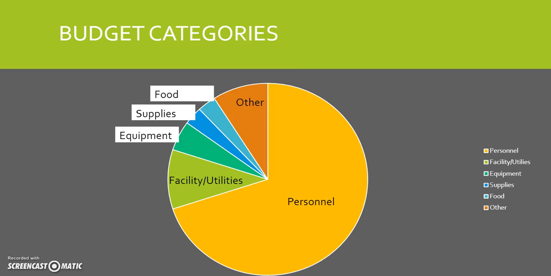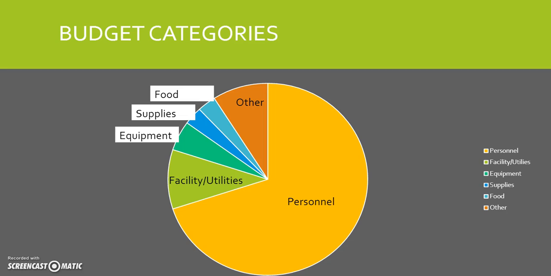There are a number of categories when we talk about budgets. The first one is personnel. So as you can see, this is a big chunk. This is typically about 70%. So the human resources part of your budget is going to be very expensive, and you also want to make sure you're spending enough to get quality staff.